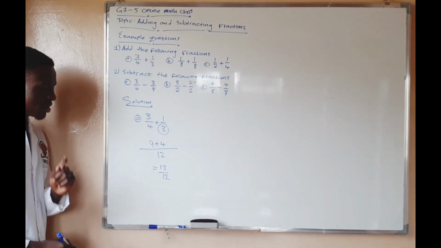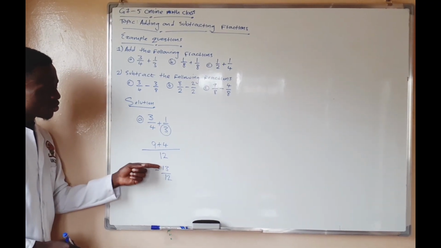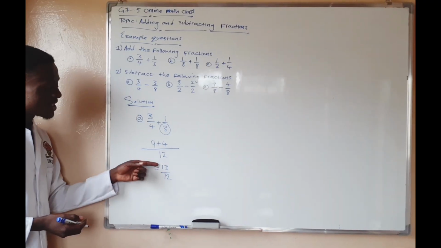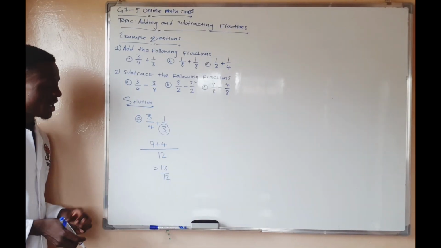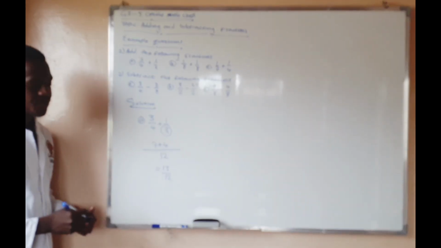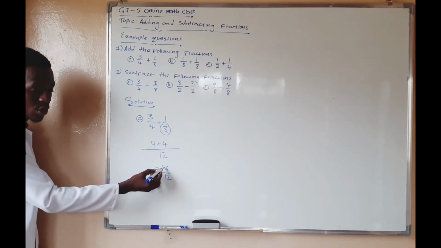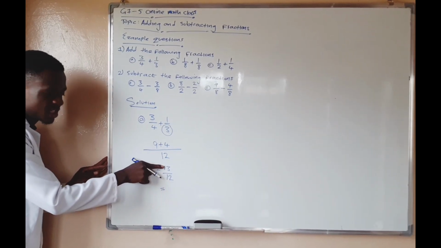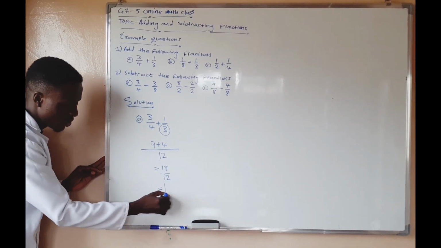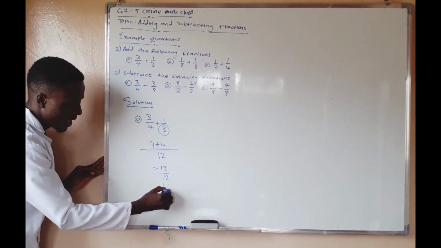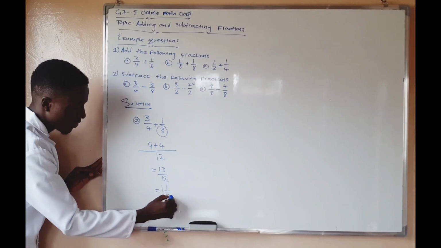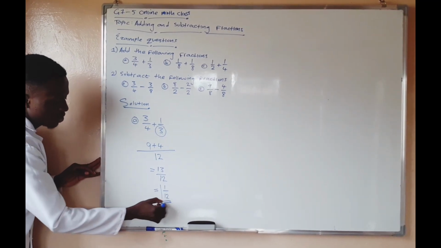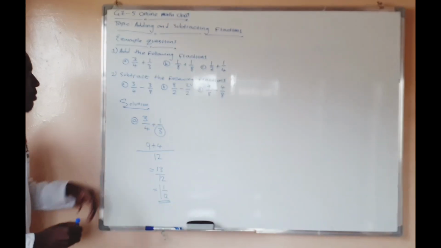We are not yet done here. We ask ourselves, is there a number that could go into 13 and 12 without leaving a remainder? No, but 12 can go into 13, isn't it? So how many times does 12 go into 13? 12 goes into 13 once, remainder 1 over 12, like that. Once you reach this stage, then you are done. We move to question B.